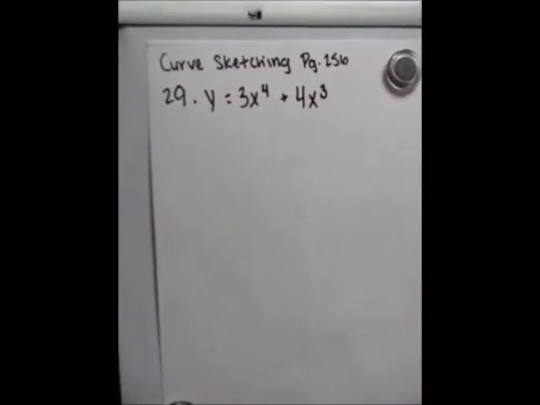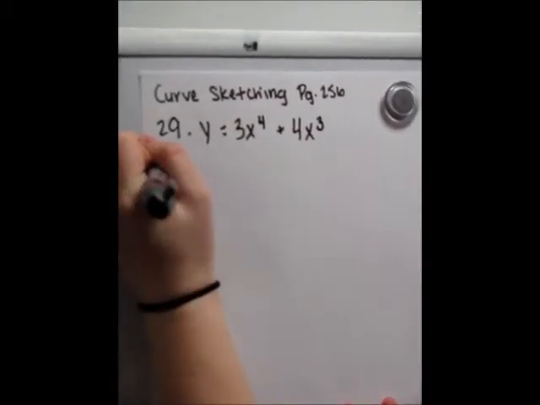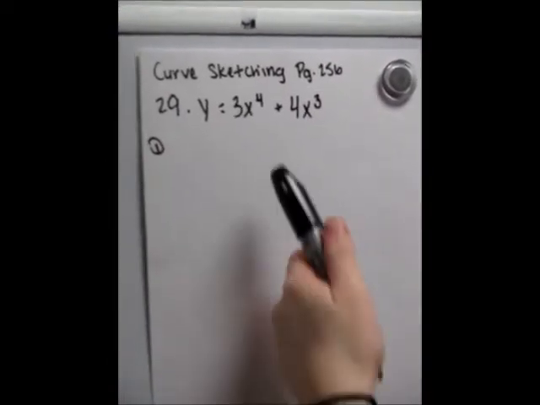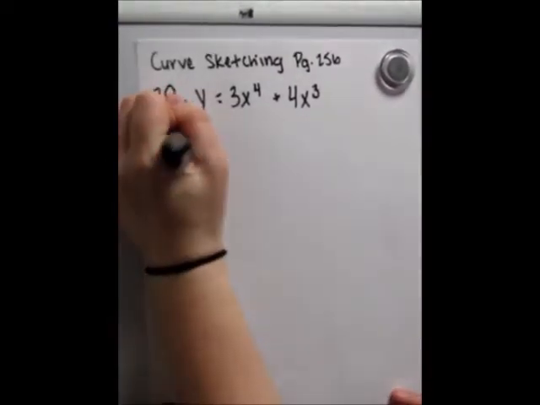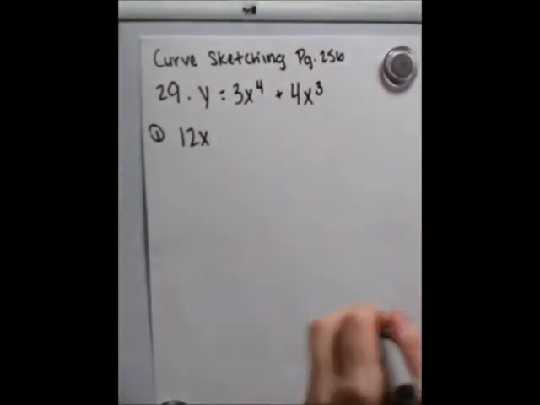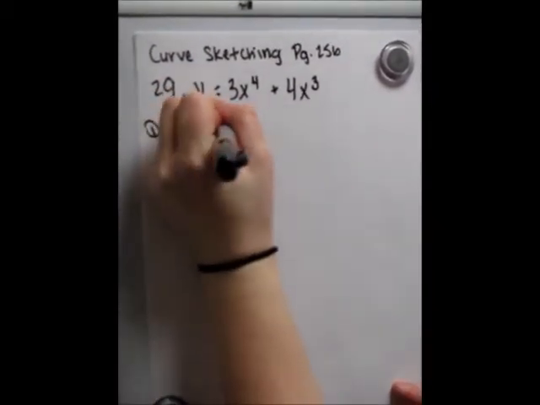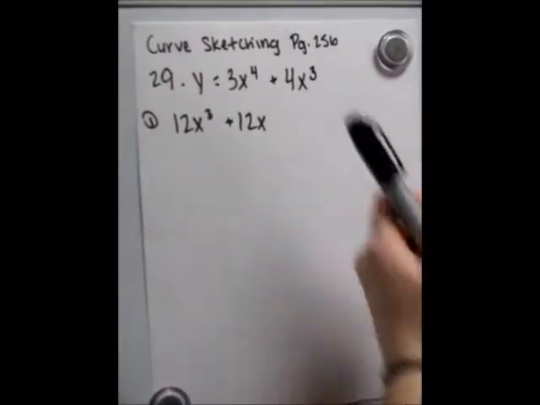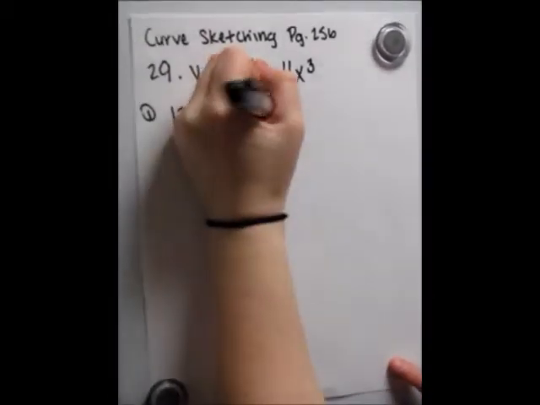The first thing we're going to do is find the first derivative. I broke this down into 10 steps, so this will be step number 1. To find the first derivative, you're going to multiply the 4 by the 3 to get 12x, and minus 1 from the exponent will give you 3. Plus 3 times 4 is 12x again, and then minus 1 from the exponent will be 2.